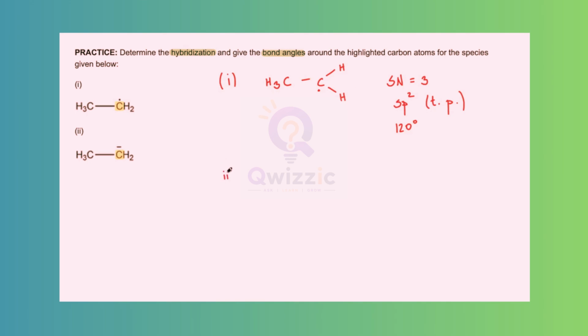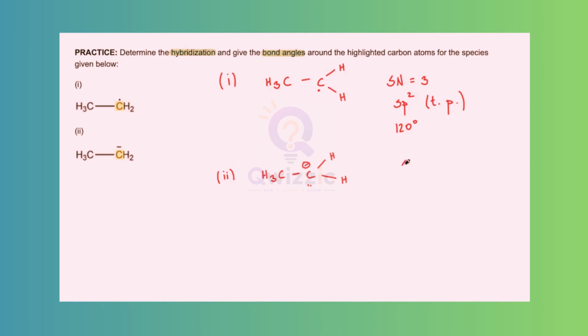What about the second structure? We once again have a methyl group that is bonded to carbon. That specific carbon has 2 carbon-hydrogen bonds and a negative charge. What does it mean? Well, essentially it means that such a carbon has a lone pair of electrons. According to the formal charge formula, if we take 4 minus 3 bonds minus 2 lone pair electrons, that gives us the negative charge on carbon.